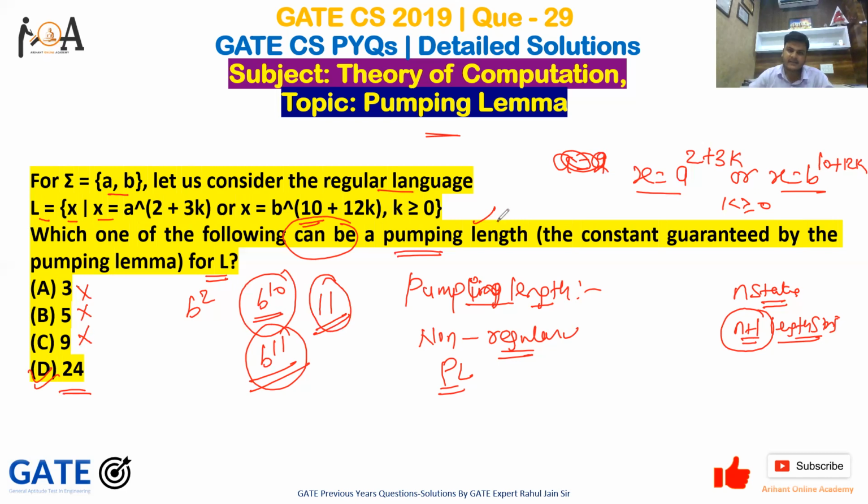So basically pumping length is the length, meaning for any n states, what is the minimum length string here? The maximum power is 10, so b to the power 10 is the maximal power compared to the other. That is why we took this. And if you add 1, then it would satisfy the pumping lemma concept, the pigeonhole principle, that an n plus 1 length string must have either a self loop or a cycle. So option D is the correct answer, guys.